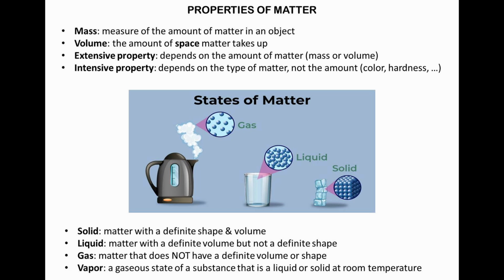Solid is matter with a definite shape and volume. Liquid is matter with a definite volume but not a definite shape. Gas is matter that doesn't have a definite volume or shape. Note: vapor is a gaseous state of a substance that is a liquid or solid at room temperature.